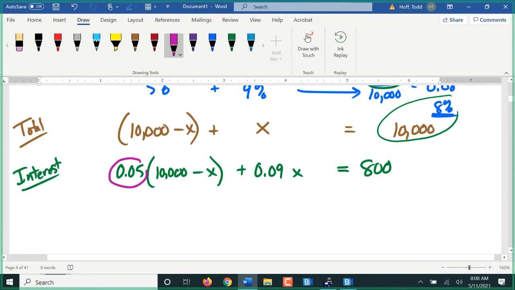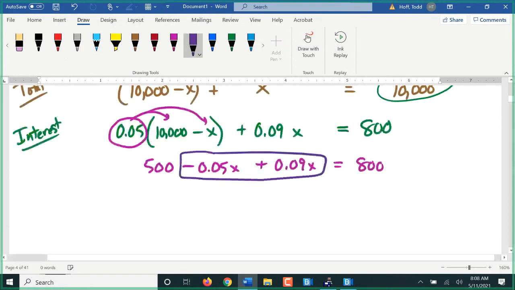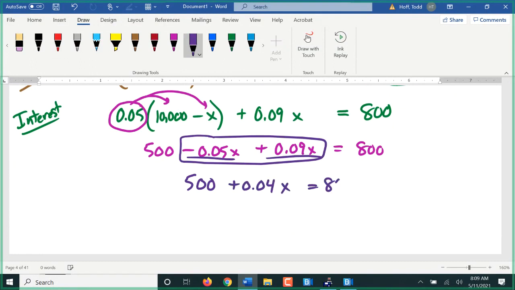So now here we're going to distribute the 0.05. 0.05 times 10,000 is 500. And 0.05 times negative x is negative 0.05x. And then we have 0.09 times x is 0.09x. Now we can keep combining here on the left side. The 500 doesn't change, but negative 0.05x and positive 0.09x combines to make 0.04x equals 800.